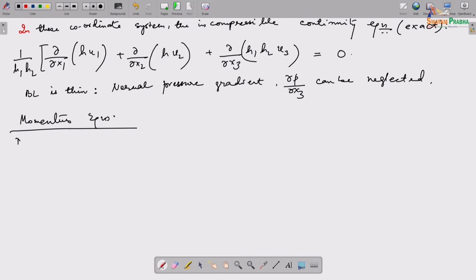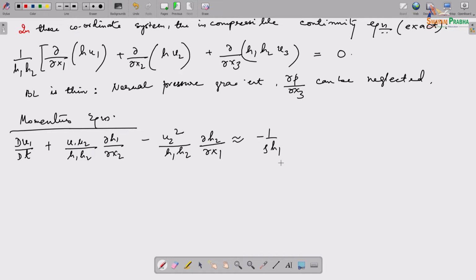Then plus u1 u2 over h1 h2 del h1 del x2, minus u2 squared over h1 h2, and this is equal to, and then you have the viscous term.